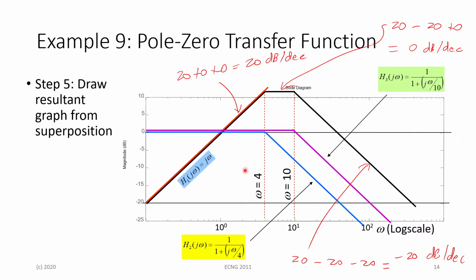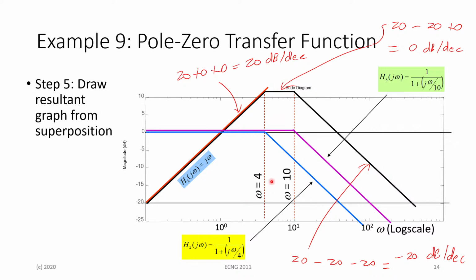So before omega equals 4, I'm getting to the additional questions here. We basically see here that the H1 j omega gradient is 20 decibels per decade. But H2 and H3 here are 0. So that's going to be 20 plus 0 plus 0, which gives us 20 decibels per decade here.